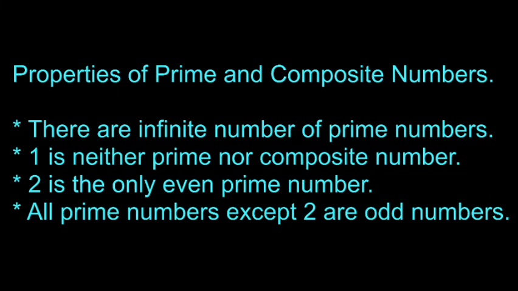Then 2 is the only even prime number. Among the prime numbers, the smallest prime number is 2, and also 2 is an even number. Next property, all prime numbers except 2 are odd numbers. Other than 2, all other prime numbers are odd numbers. But that doesn't mean all odd numbers are prime numbers. But here, other than 2, the remaining prime numbers are all odd numbers.